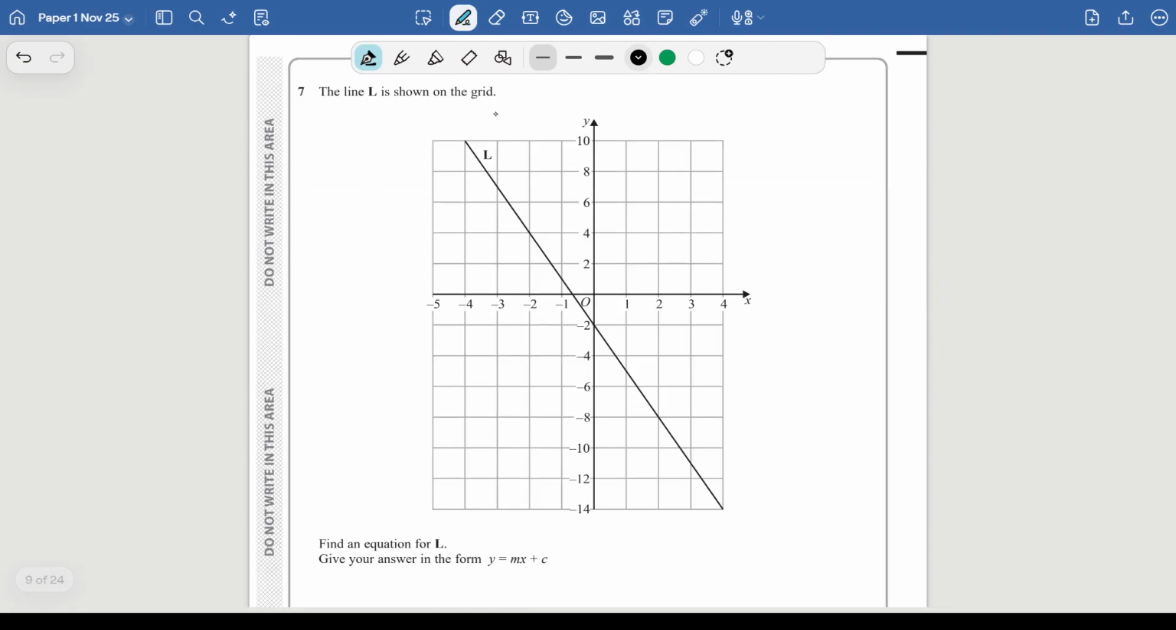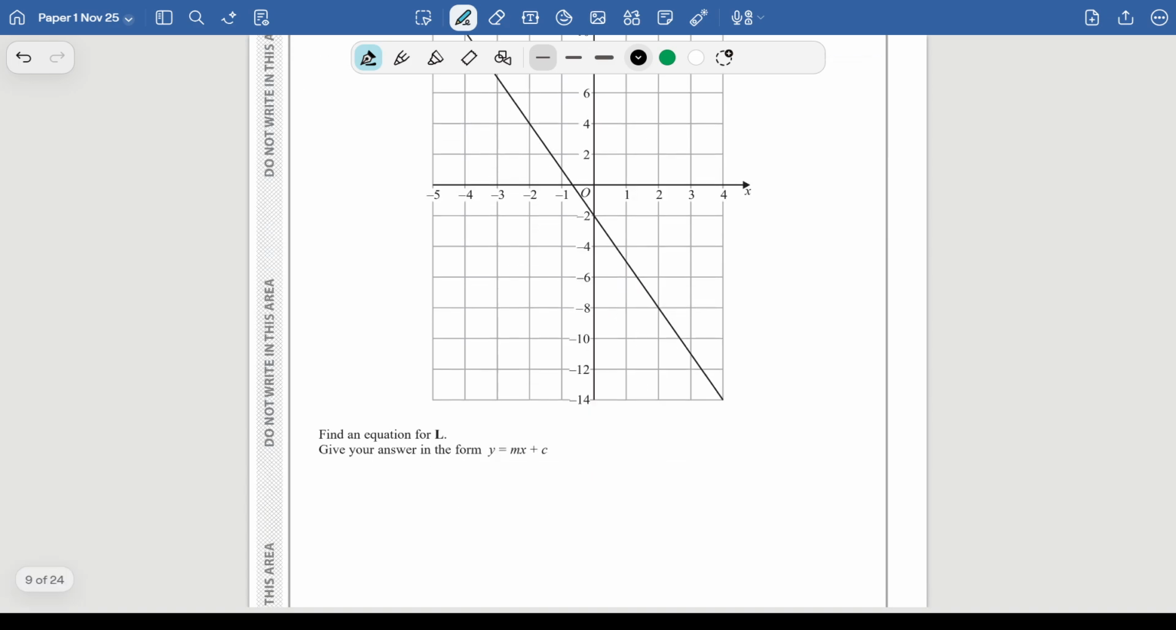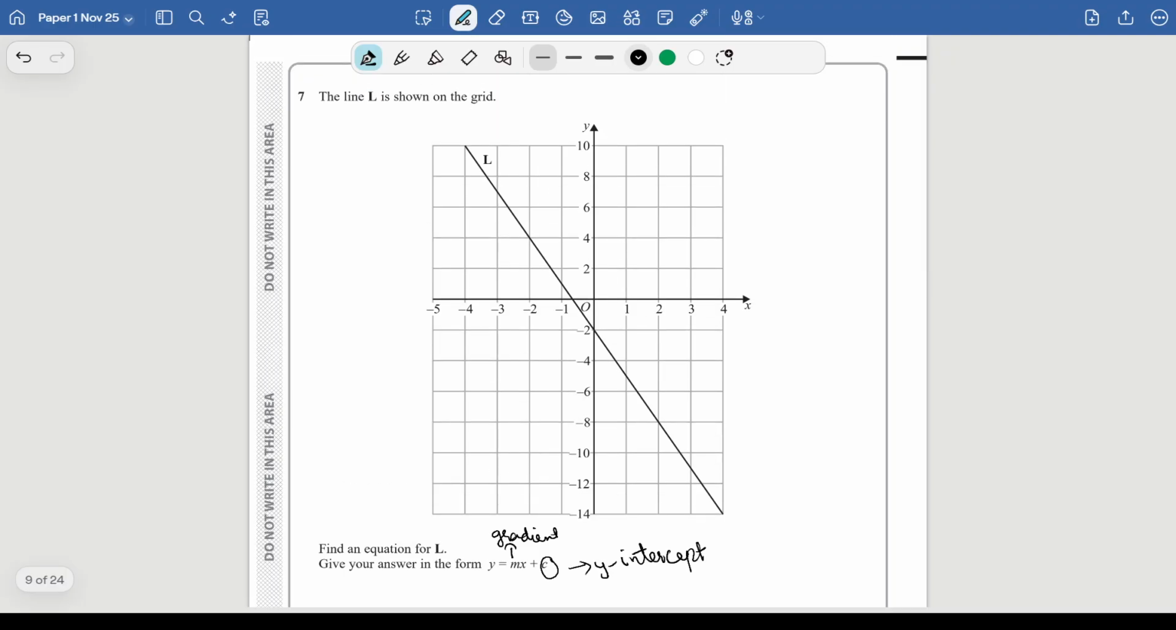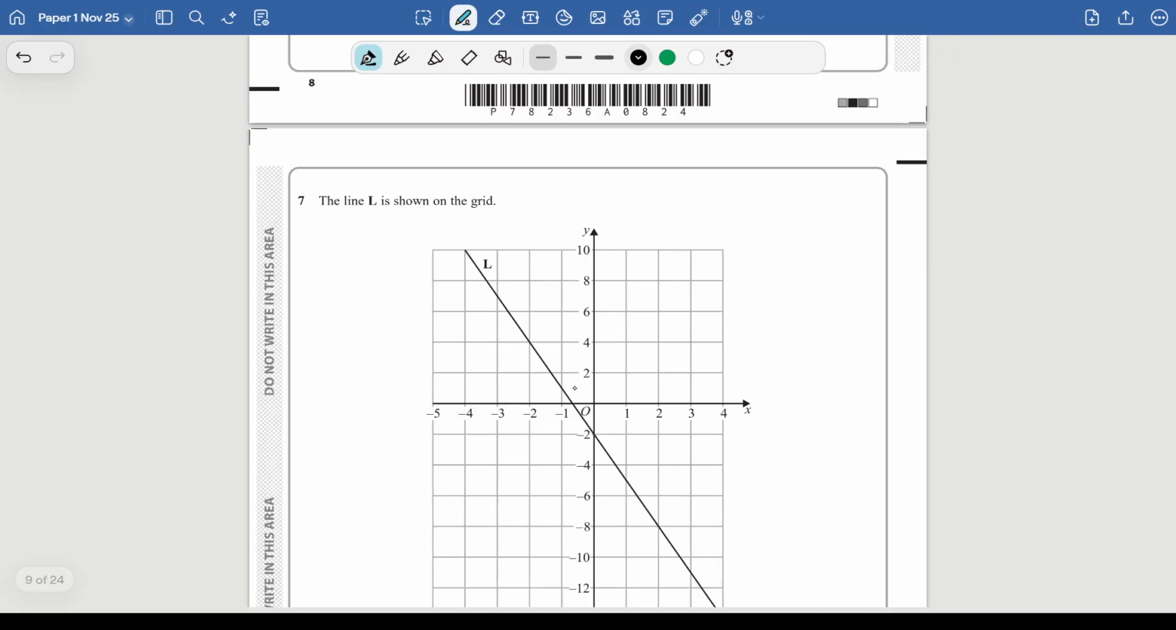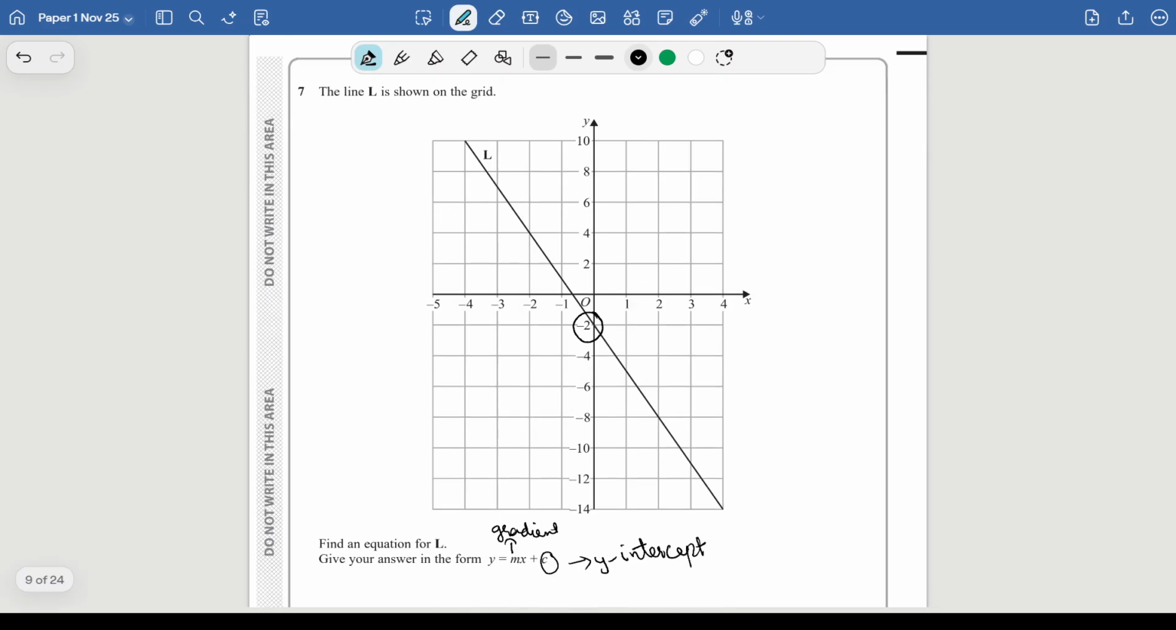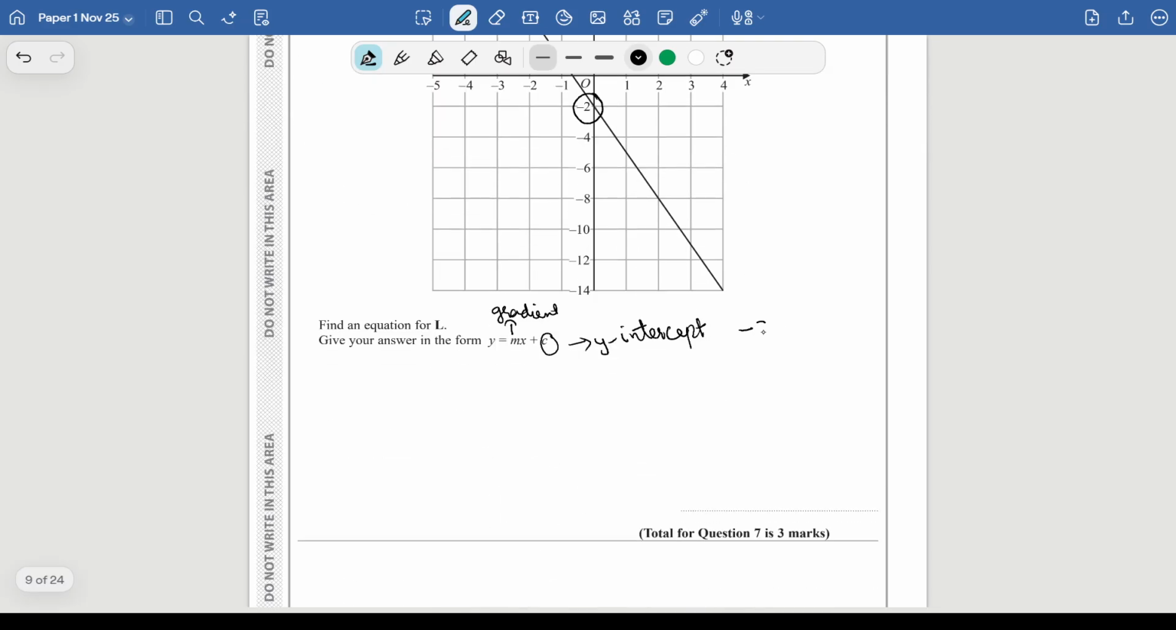The line L is shown on the grid. Find an equation for L. Give your answer in terms of y is mx plus c. So equation of a straight line in the form y is mx plus c tells me that m is the gradient or the slope of the line, and c tells you about the y-intercept. So y-intercept is where the line crosses the y-axis. So here we see the line is crossing the y-axis at this point at -2. So the y-intercept is -2.